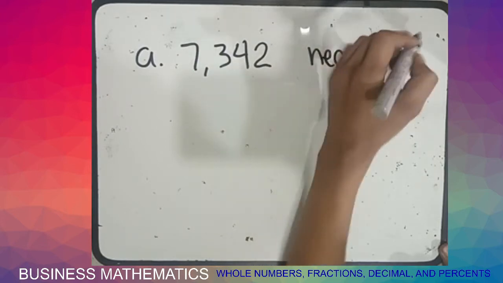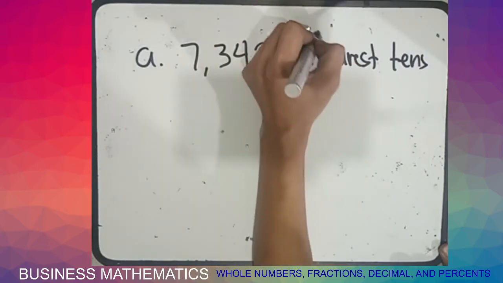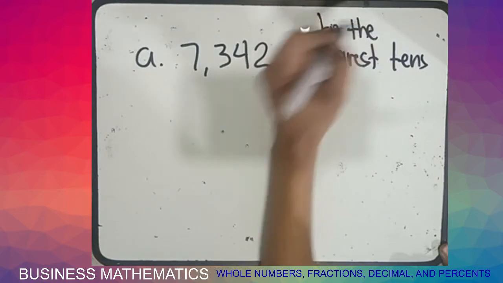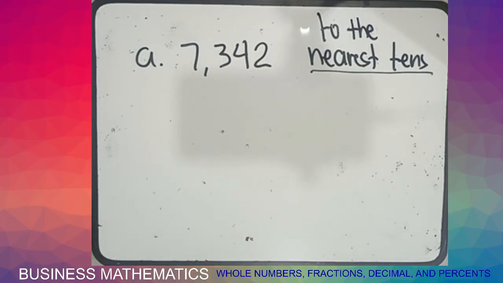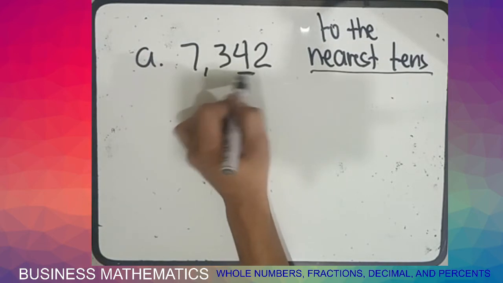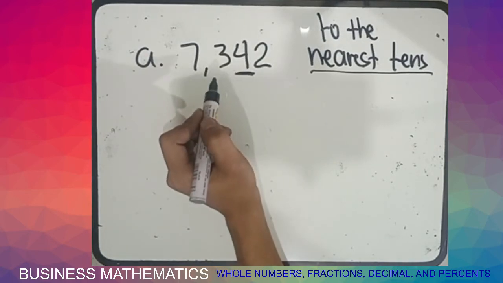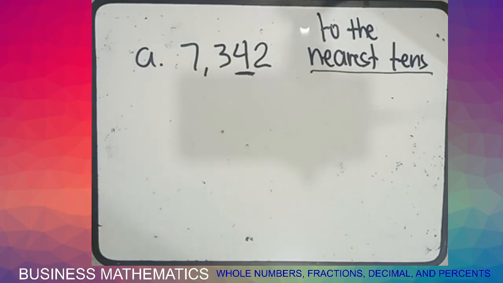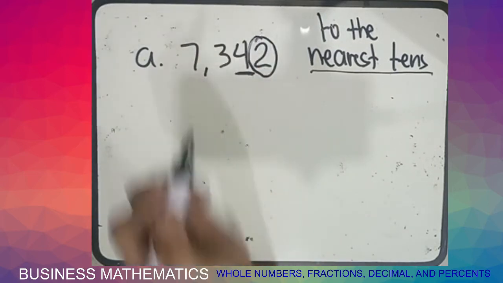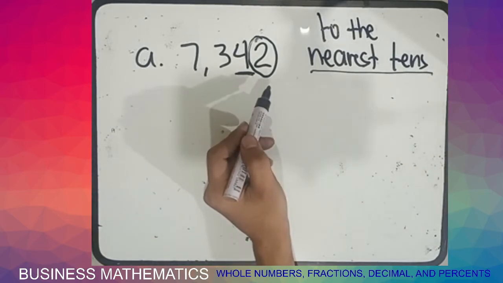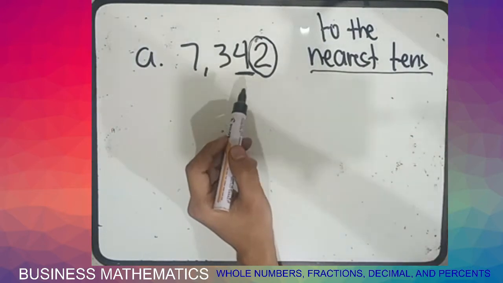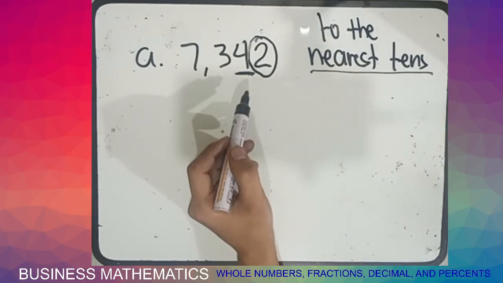Nearest tens. I-round off natin daw siya sa nearest tens. So, ano ba yung nearest tens natin? So, ang nearest tens natin ay si 4. Tama? Okay. So, ibig sabihin, yung nasa right, titignan natin kung siya ay greater than or equal to 5, then yung isa less than 5.